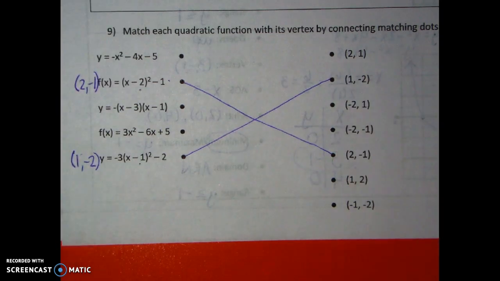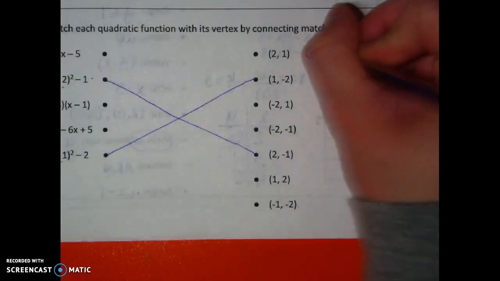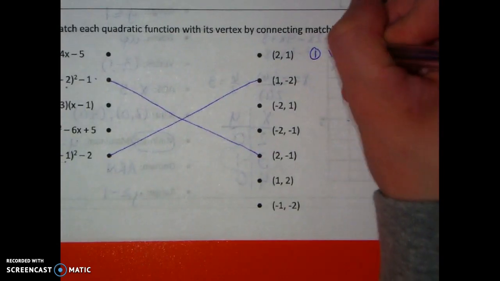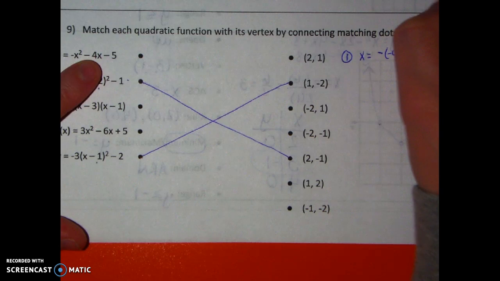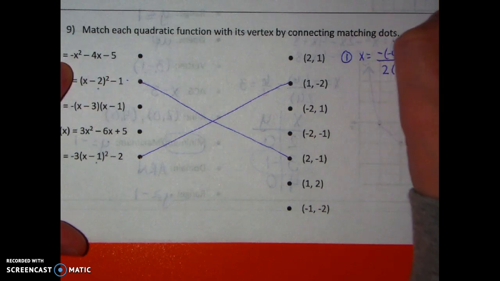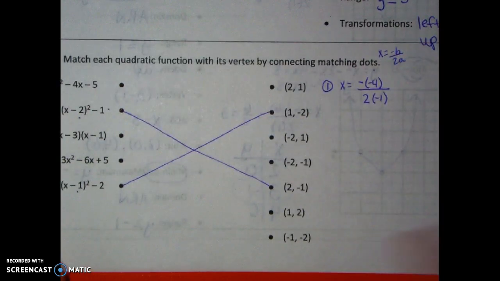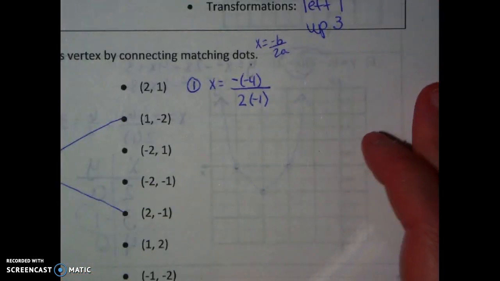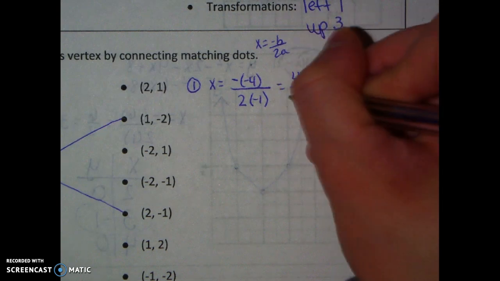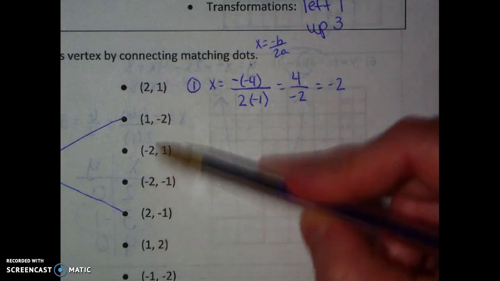Okay, for these other ones, I'm going to have to do the negative b over 2a. So I'm going to say this is number 1. So for number 1 over here, it will be negative 4 divided by 2 times negative 1. And remember again, x equals negative b over 2a. So when I simplify that, sorry, let me zoom in here. When I simplify that, I get positive 4 divided by negative 2, which is negative 2.